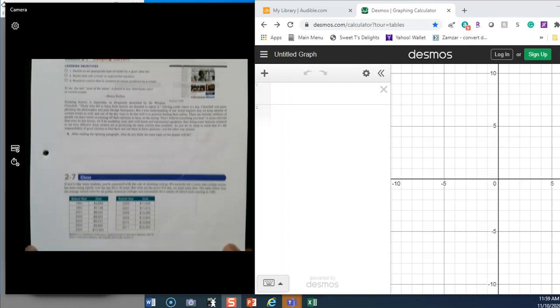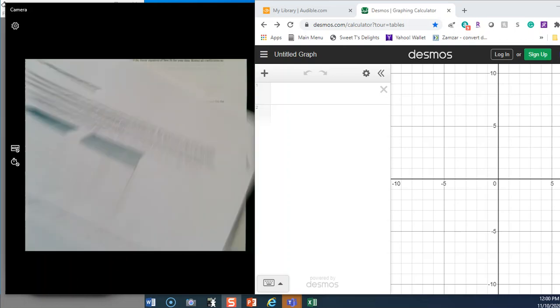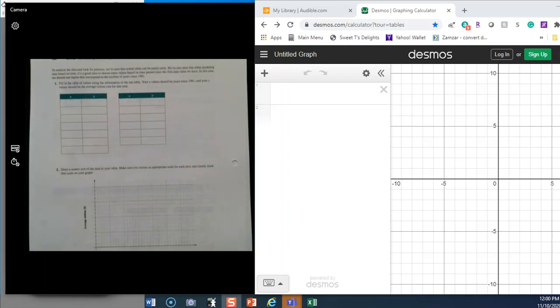All right, so we go down here to the bottom of the page. Again, we're on page 191. And it says, if you're like many students, you're concerned with the cost of attending college. It's certainly not a secret that college tuition has been rising rapidly over the last 20 to 30 years. But what are the facts? For that, we need some data. The table below lists the average tuition cost for all public American colleges and universities for a variety of school years starting in 1981.